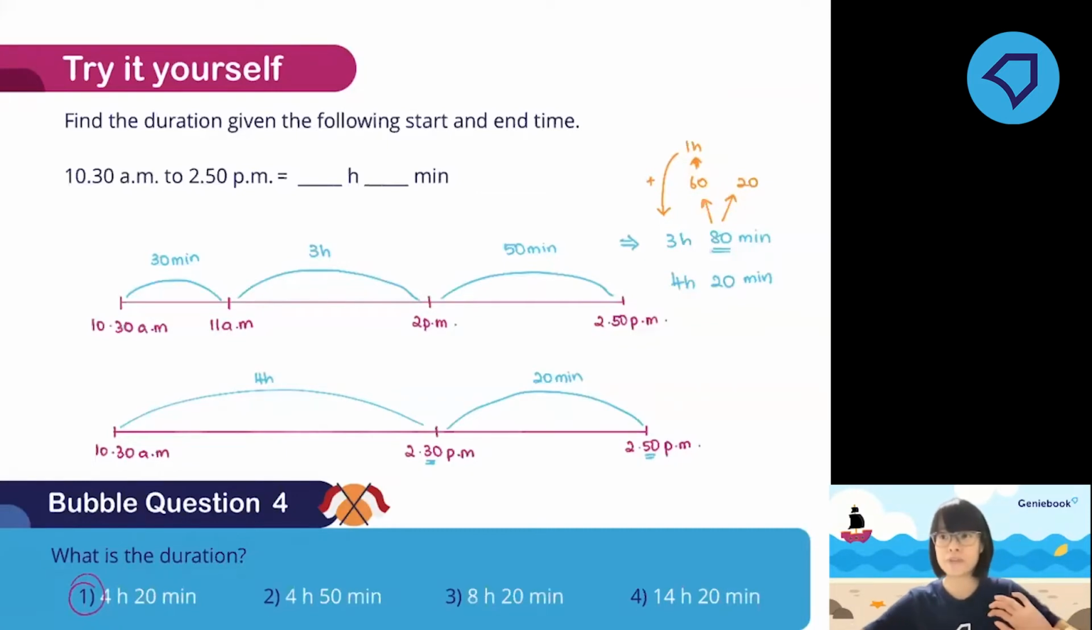So I hope all of you are very familiar already. Now we're going to go through the word problems. Okay, word problems. There are 3 kinds that we'll go through today. One is to find the duration. One is to find the end time. And one is to find the start time. Okay, so let's take a look over here.